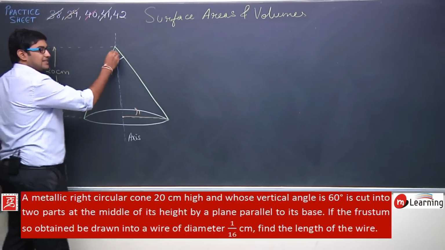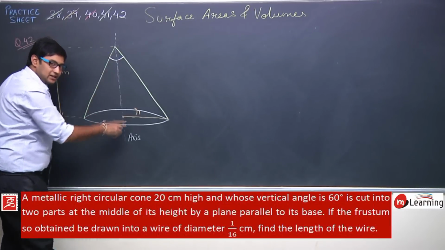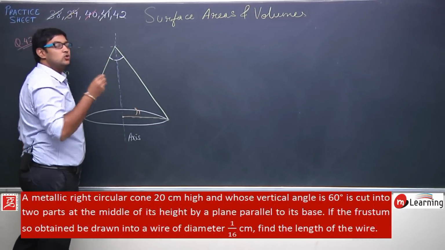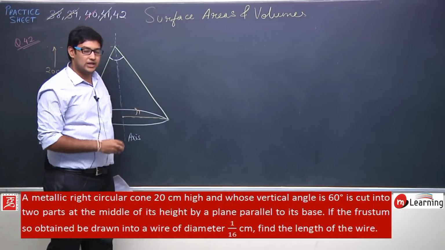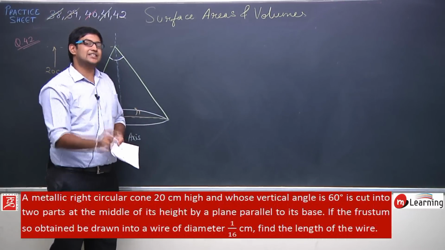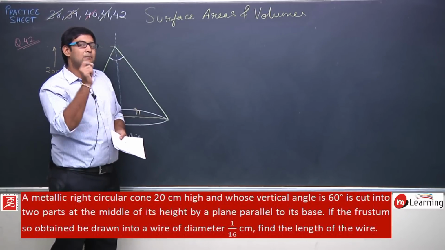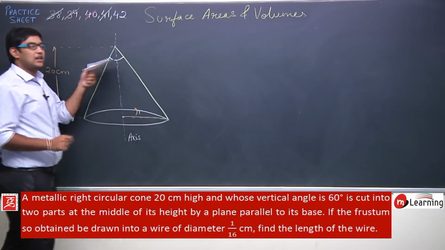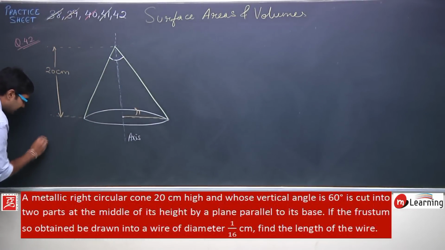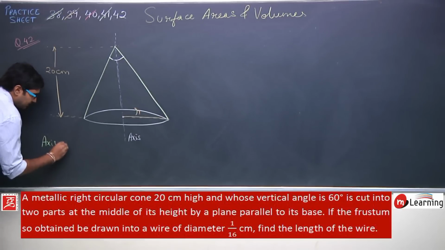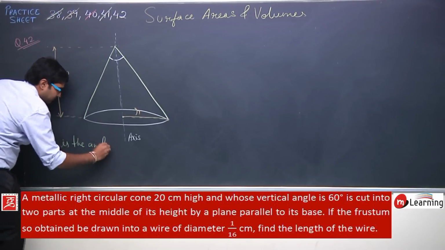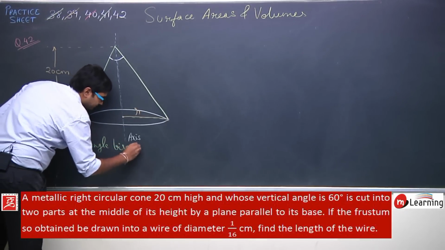So the concept says that this axis divides this vertical angle into two equal parts, or in mathematical terms, this axis behaves as the angle bisector of this vertical angle. So let us write this concept. Axis is the angle bisector.